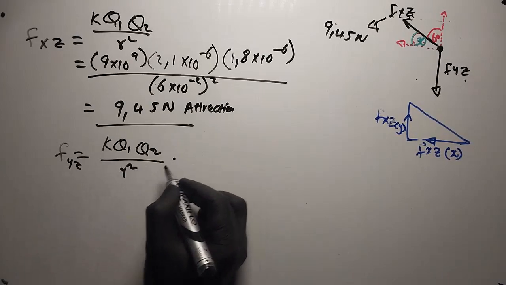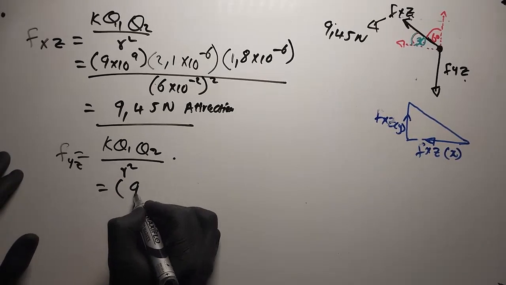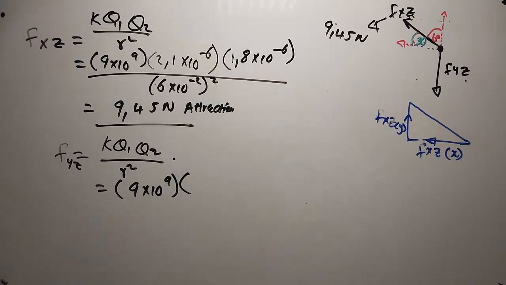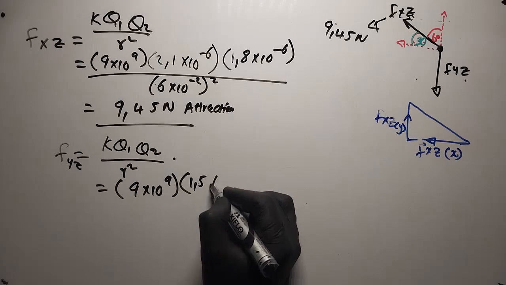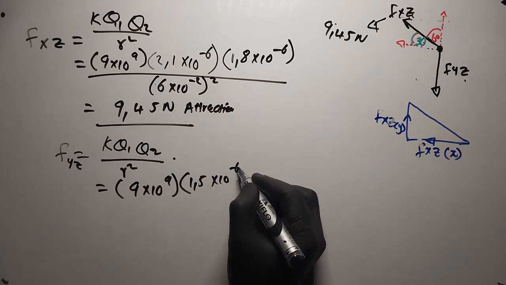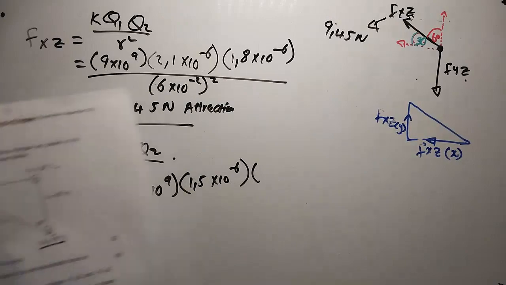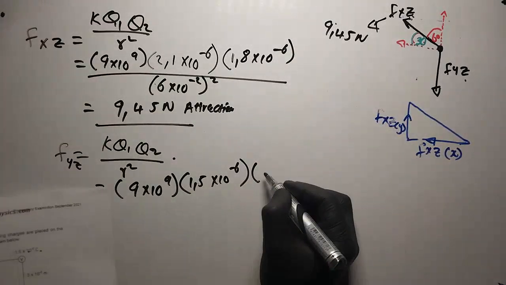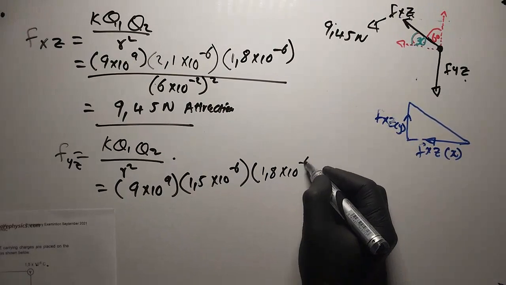You can write it here, you can write it below. K is a constant, 9 times 10 raised to the power 9. Charge 1, in this case, is 1.5 times 10 raised to negative 6. And then your second charge, which is your Z, when you check on the diagram, is 1.8 times 10 raised to negative 6.